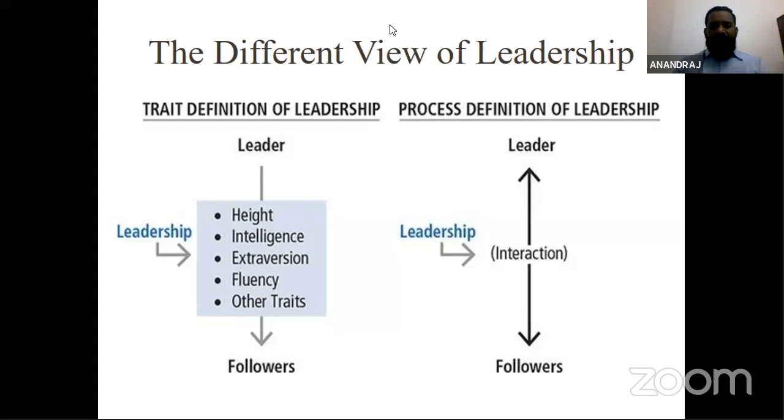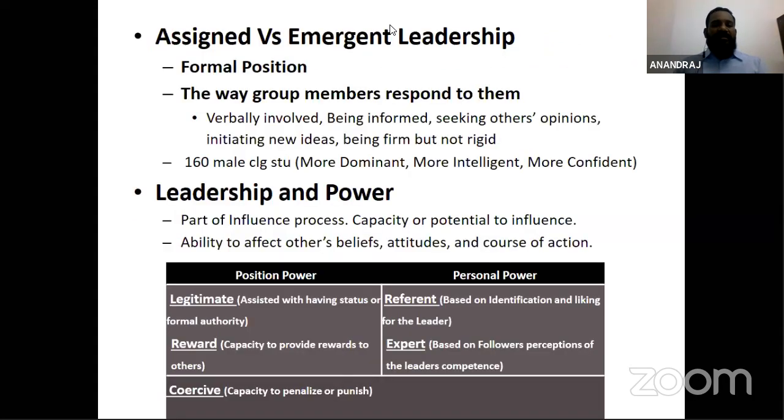On the next slide, two more differences will be discussed: assigned versus emergent leadership, and then leadership and power. Assigned versus emergent leadership: what is assigned and what is emergent? It is very simple. We get both sides.